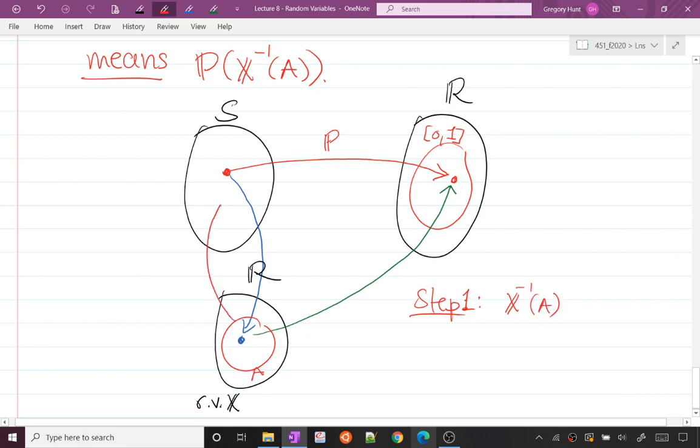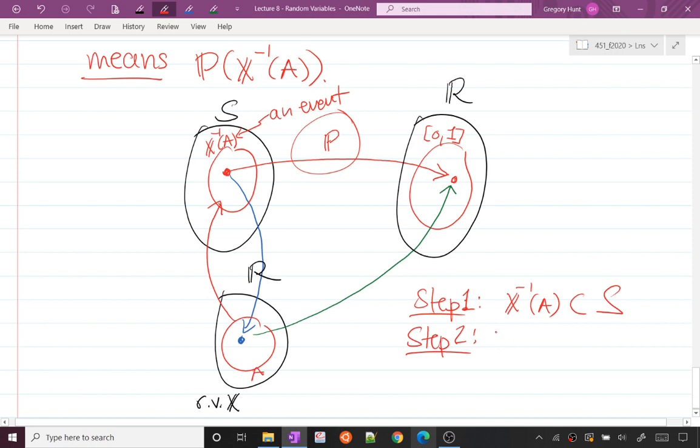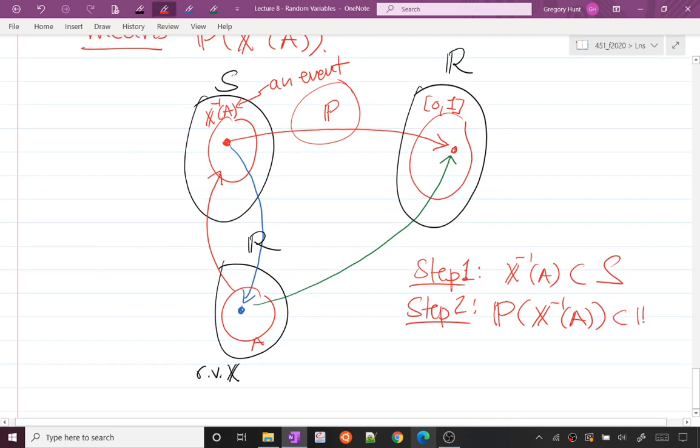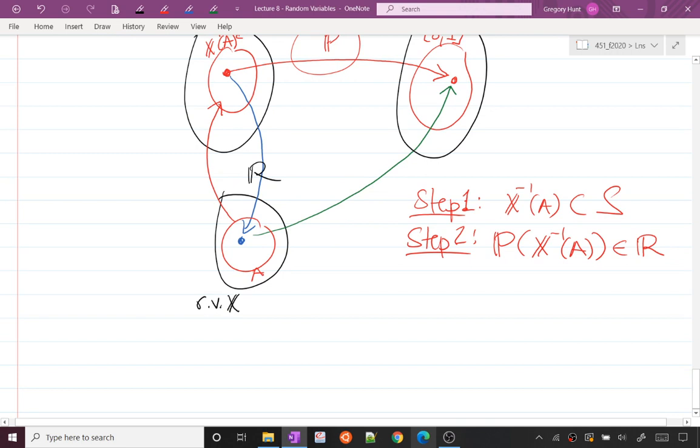The inverse image is going to be somewhere over here. So this is x inverse of A. And now, this inverse image is an event. We know how to talk about probabilities of events. So we can use my actual probability function. Oops, this is step 2. This thing is a subset of the sample space. It's an event. So you could say probability of x inverse of A. Right? That's a valid thing to do. This is a real number.